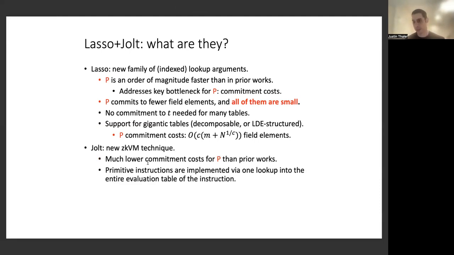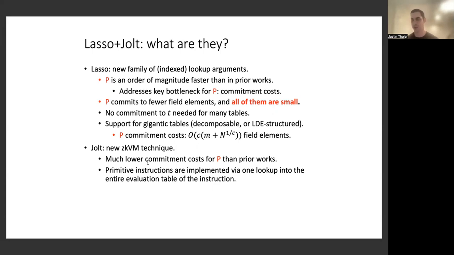Okay, so that's Lasso, in a slide. What Jolt is, is a new technique for designing zkVMs. So these are SNARKs that let the prover prove it correctly ran a program expressed in the assembly language of a specific processor instruction set architecture, step by step on some witness. High level, we think the prover is just faster than prior approaches to zkVM design.